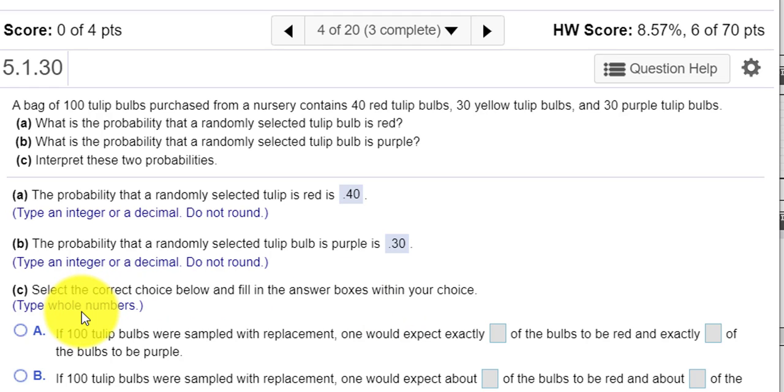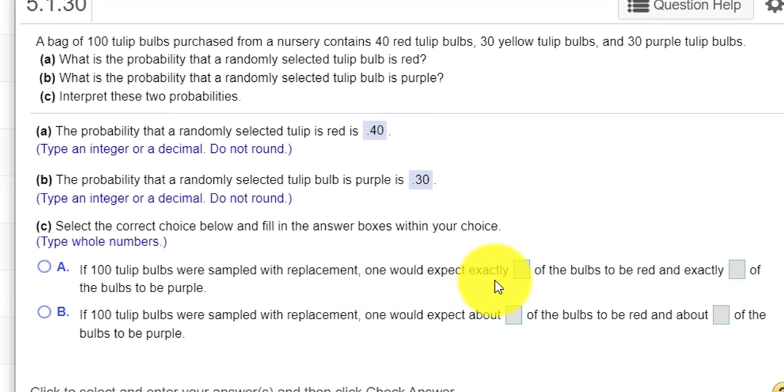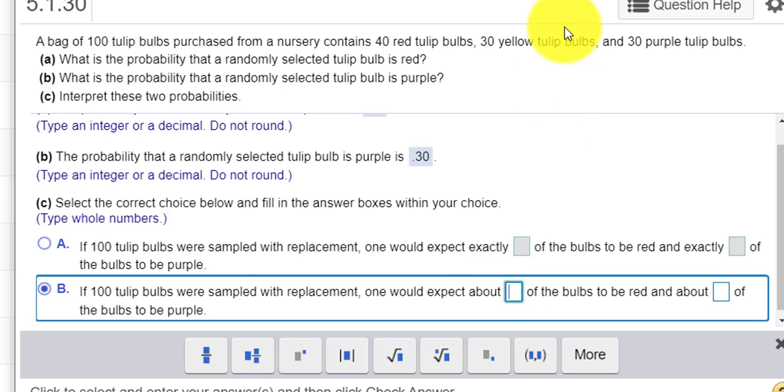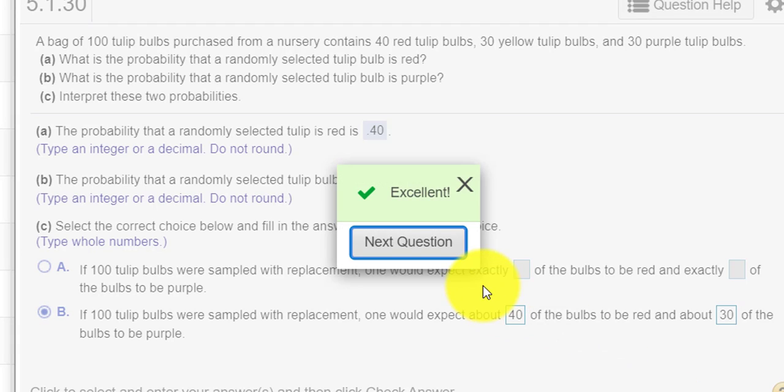And then the last one, let's see here. If 100 tulip bulbs were sampled with replacement, one would exactly expect, so you wouldn't say exactly, you would say about, right? So if 100 tulips were sampled from this group, we would expect about 40 to be red and 30 to be purple. We're not going to say exactly, but if we did the experiment enough times, about 40 would come up red and 30 would come up purple. I press check answer, and we get the excellent.